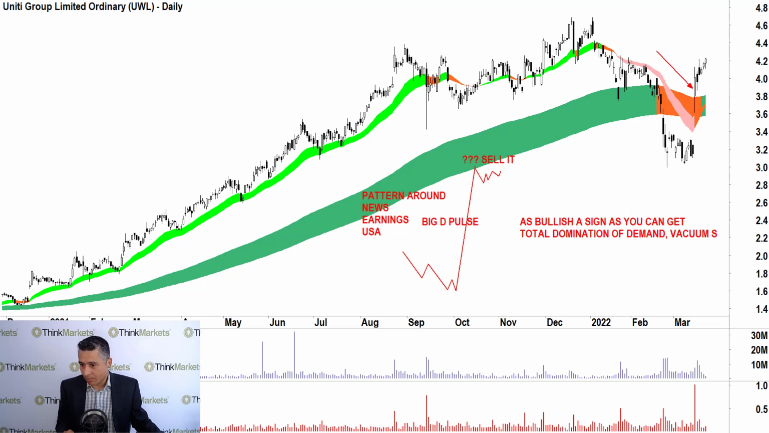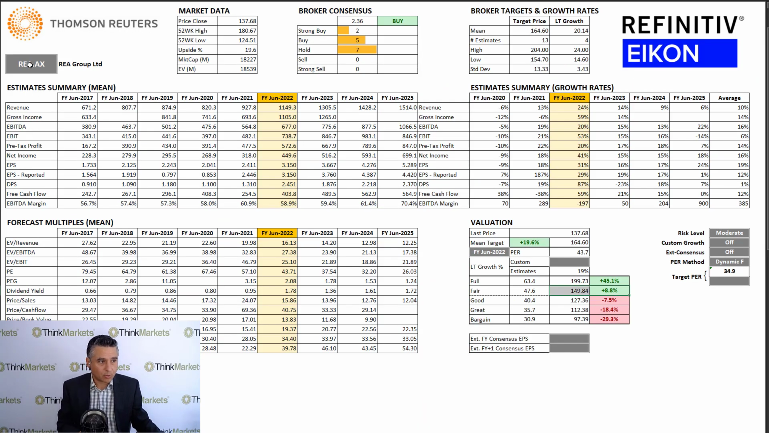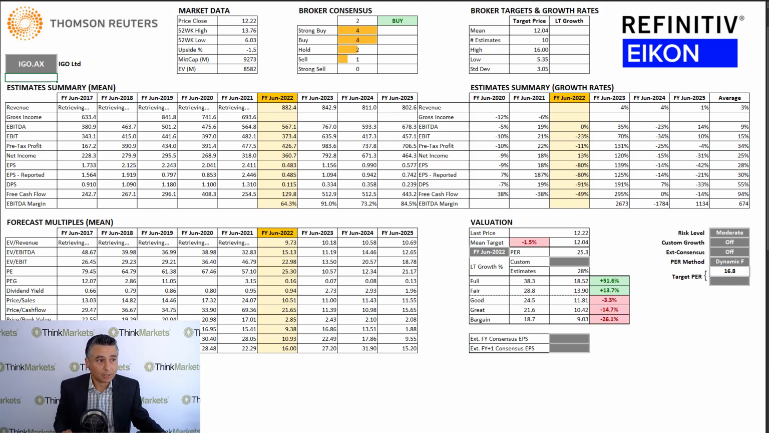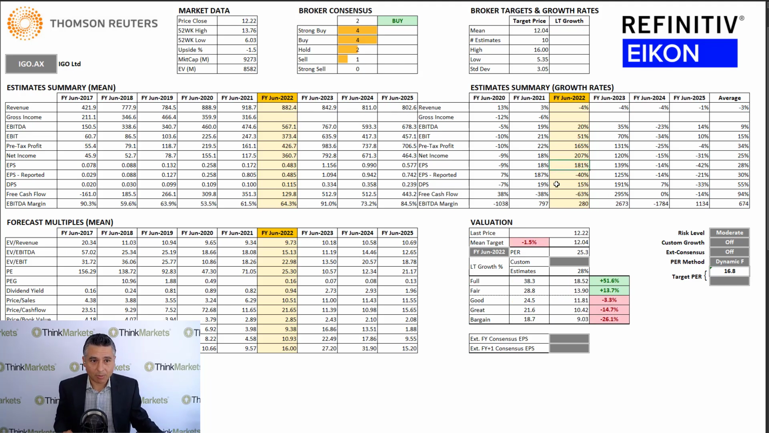UWL, and maybe I'm being a bit remiss, seeing as John's a regular, let's have a quick look at IGO. I'm afraid to look at IGO, I didn't want to look at this one because it's going to be very hard to make this work, because you get crazy stuff in here, like 181% profit growth. Oh, that's interesting. The brokers have moved these around, haven't they?